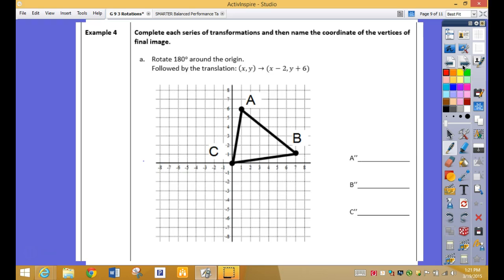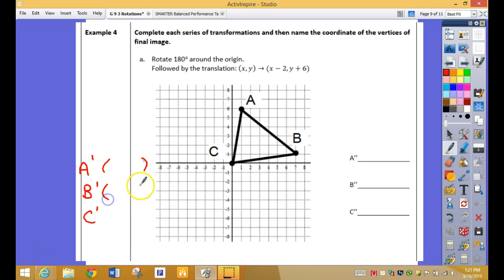So we have our original in quadrant 1, and it says rotate 180 degrees around the origin. So here's my original. Where will my new image be if I need to rotate 180? Quadrant 3. So those would be my A primes. Let's write those off to the side. A prime, B prime, C prime.